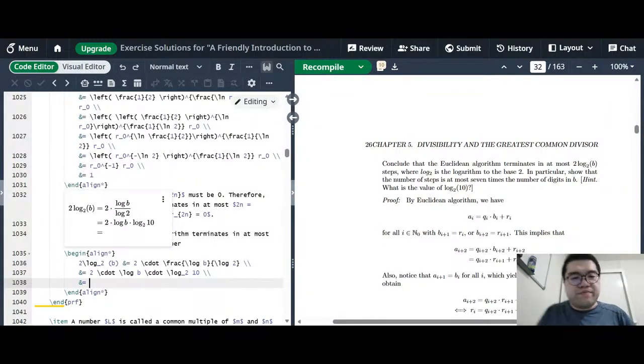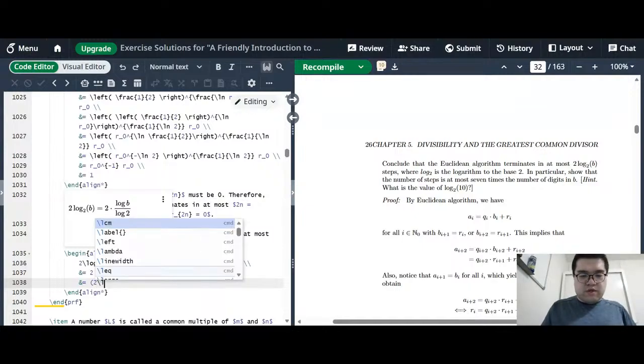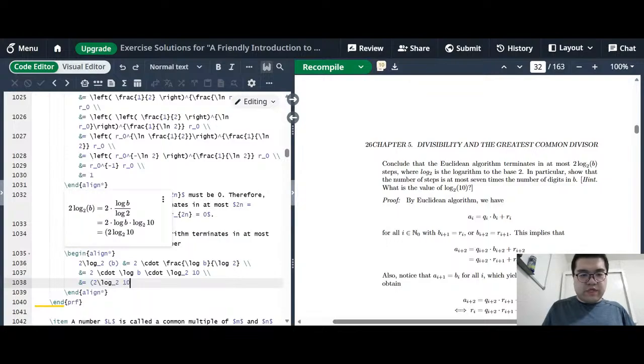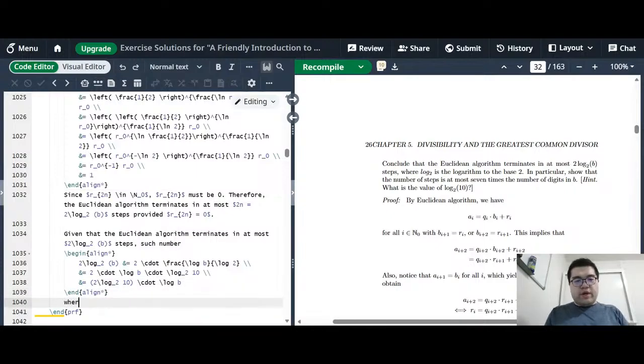Then this is the same as 2 times log base 2 of 10 times log b, where now we need to find out this number here.